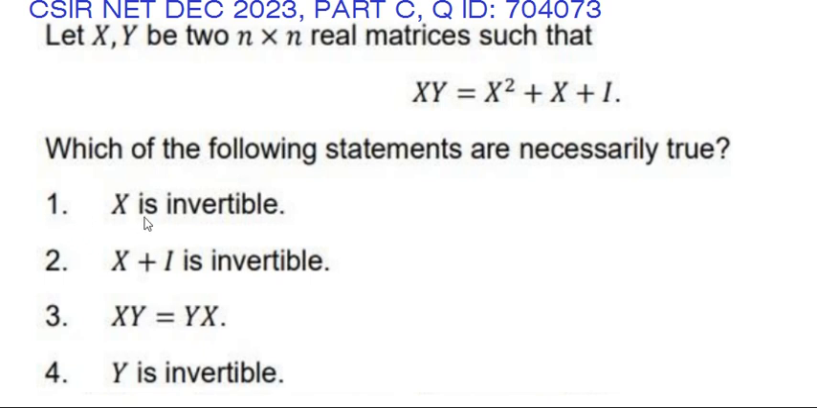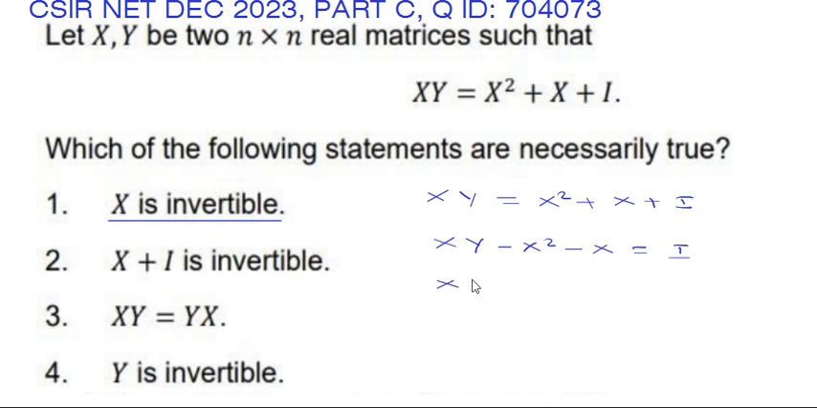So first we will check whether x is invertible. For this, we will consider the given equation xy equal to x square plus x plus I. So we will take xy minus x square minus x, this is equal to I. So here we can take x, you will get y minus x minus I. This is equal to I.